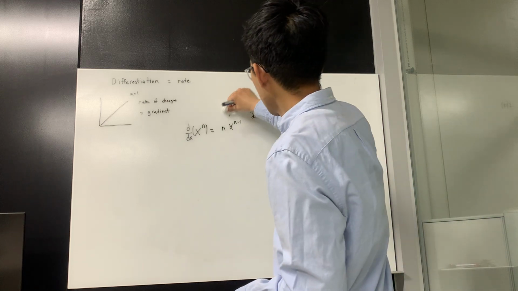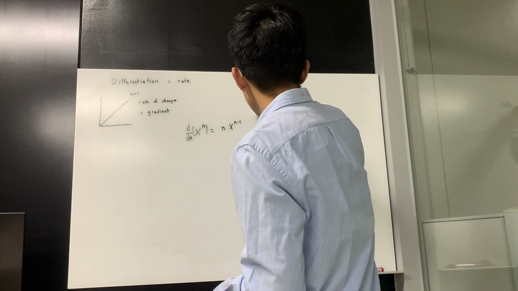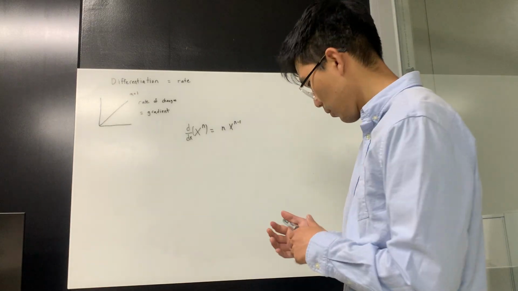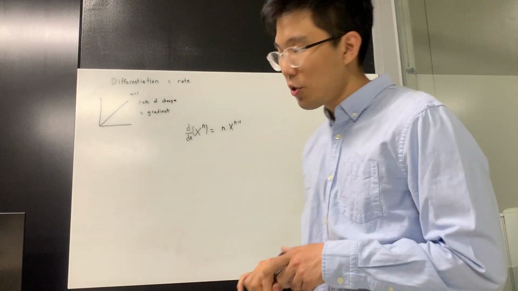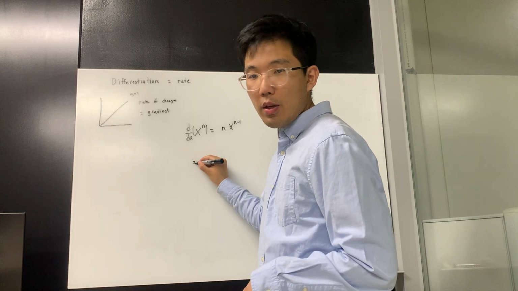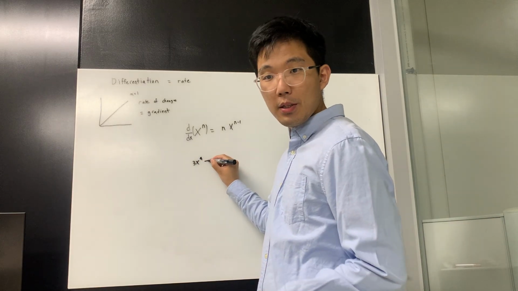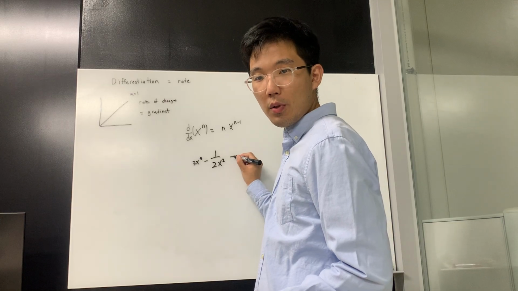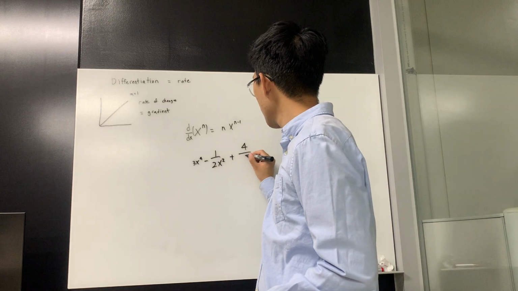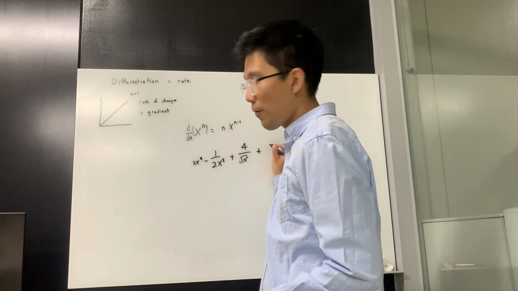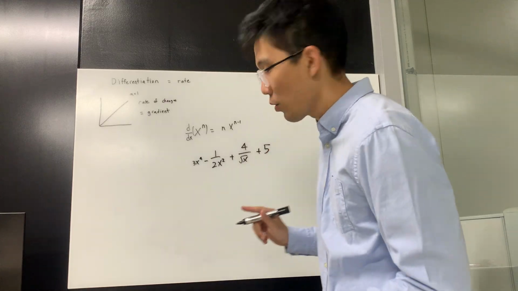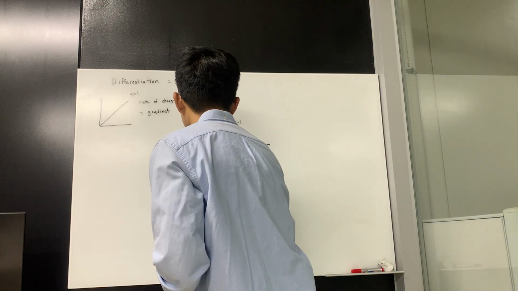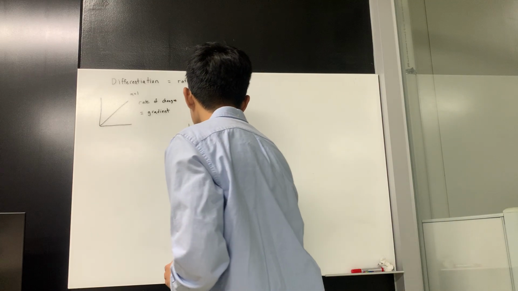Okay, so this is our notation, and this is the formula we just learned. Okay, differentiate 3x^4 minus 1 over 2x squared plus 4 over root x plus 5 with respect to x. I wrote this too small.